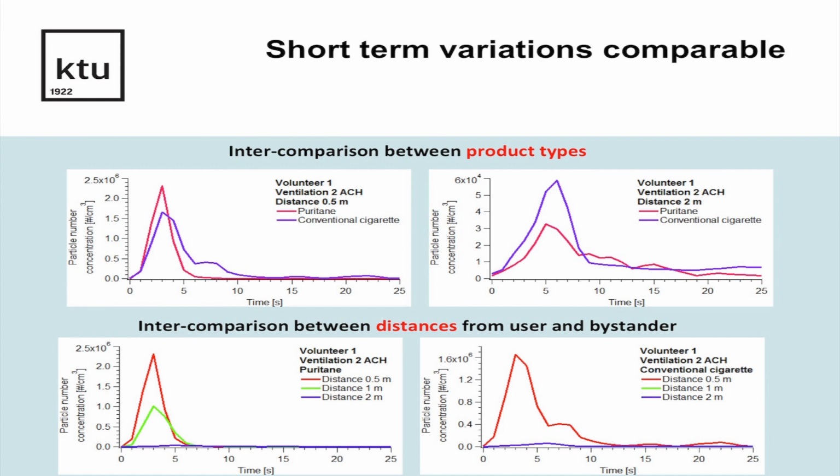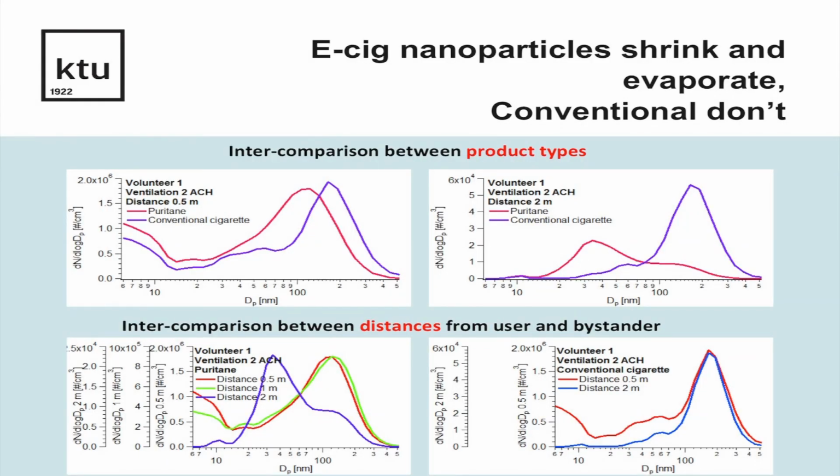And then in the lower graph, you can see the graph for e-cigarette, different distances. At 2 meters, while they travel, they shrink to, let's say, 40 to 50 nanometers instead of 100 to 200 nanometers. Why do these particles shrink? It has to do with the composition of these particles.